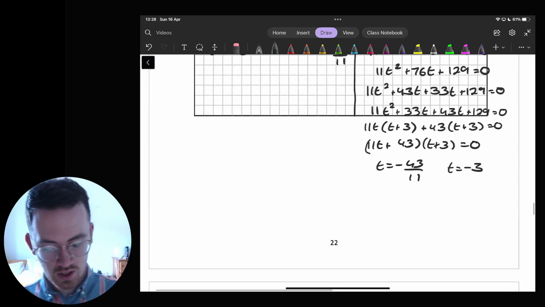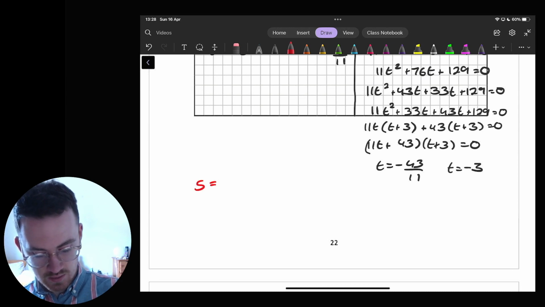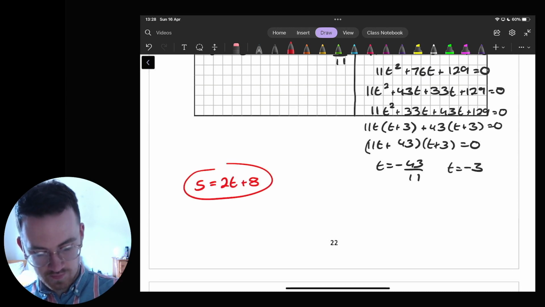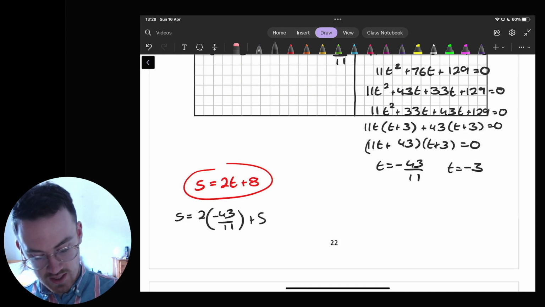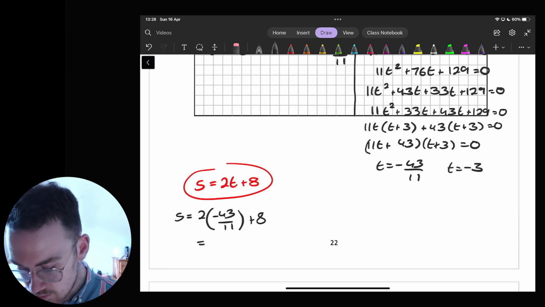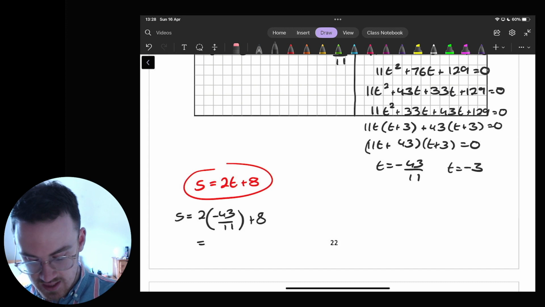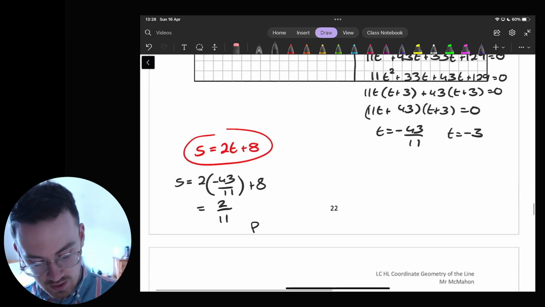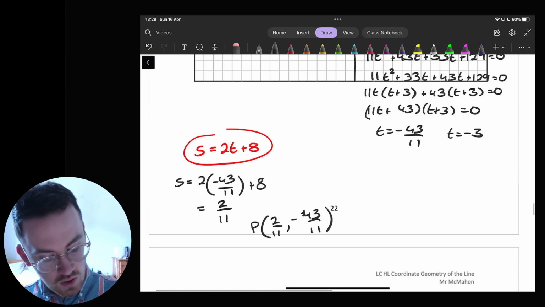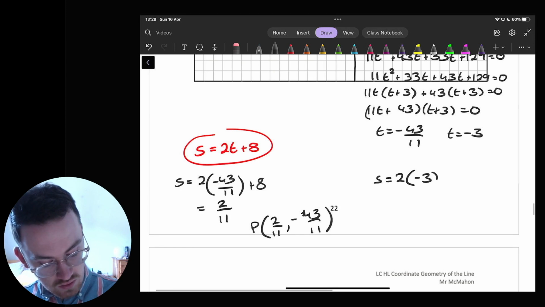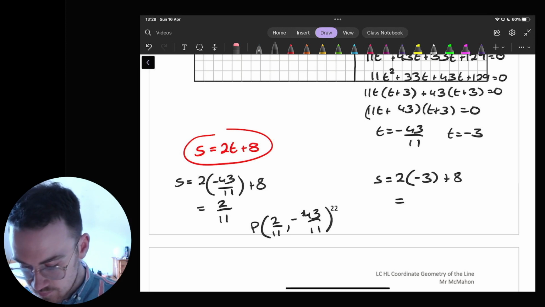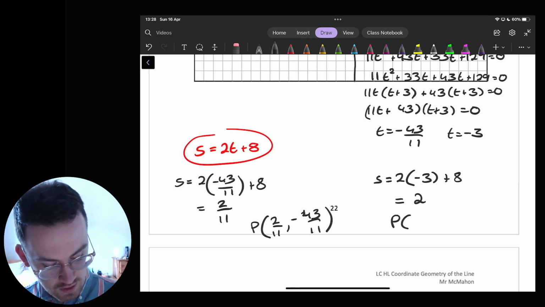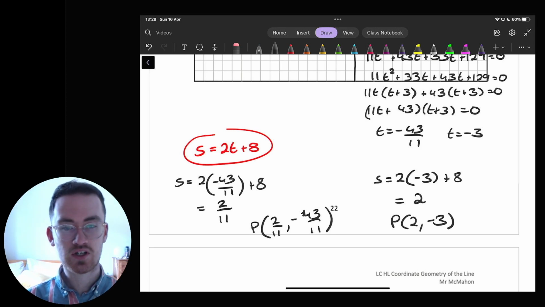So now that we have t, we need to use what we know about s, which is that s is 2t plus 8. So s is 2 times minus 43 over 11 plus 8. And subbing that into our formula, we get that s is 2 over 11. So my point P could be 2 over 11, minus 43 over 11. Or s is 2 times minus 3 plus 8, which is going to be 2. So my point P could be 2, minus 3. And those are my two values.